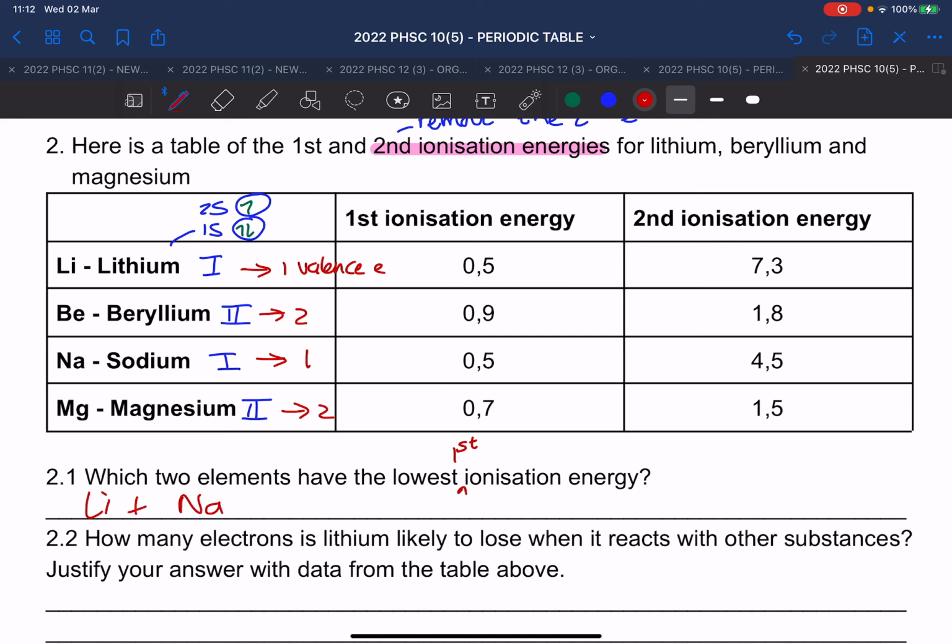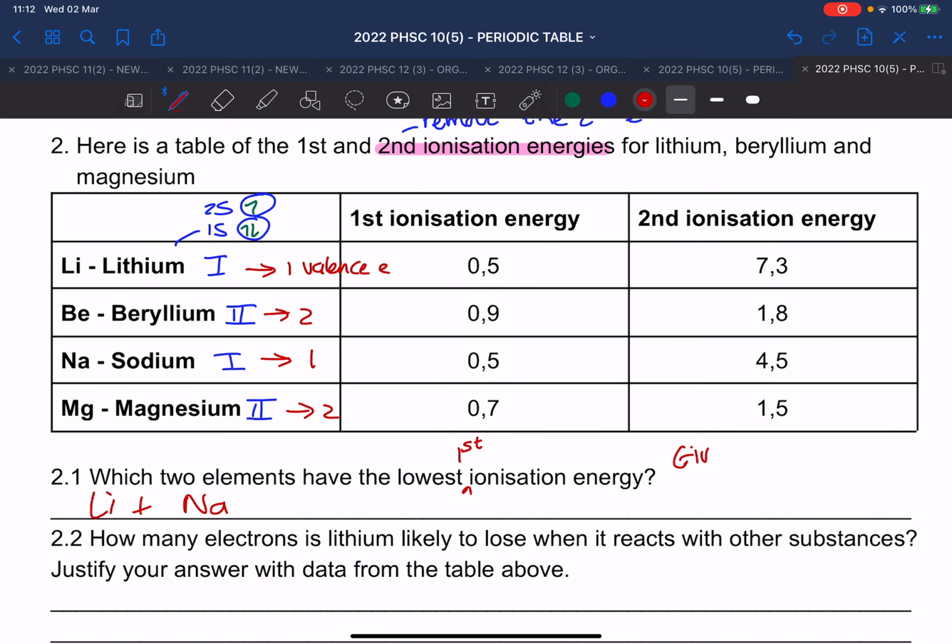Okay, now, how can I make this question more difficult in a test? Instead of saying which 2 elements, I can say give the symbol of the elements or give the name of the elements. So if I ask you which 2 elements, give the name, then you must write out lithium, sodium. If you give me the symbols, you don't get any marks. All right. Next question.